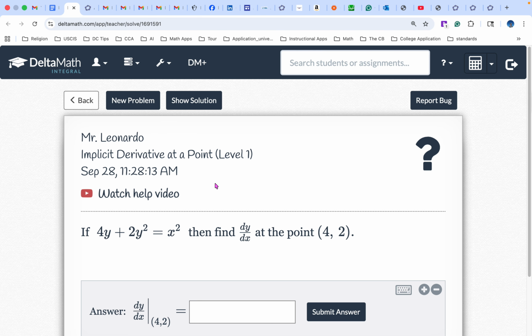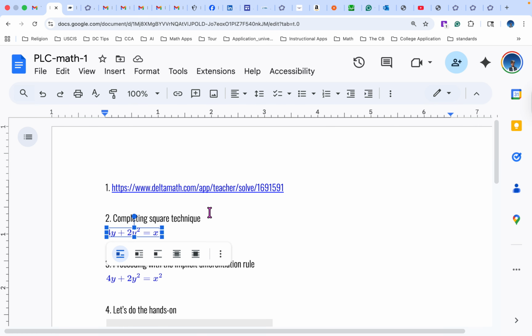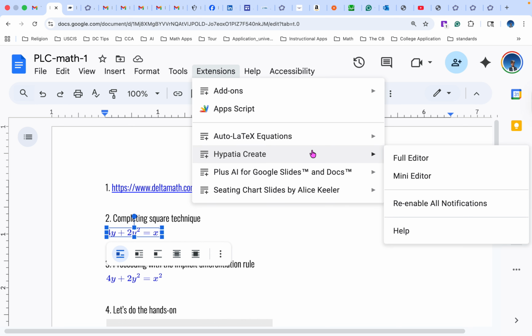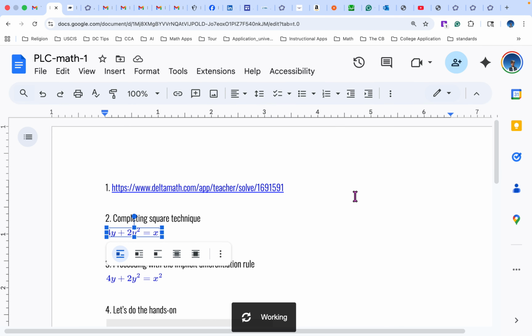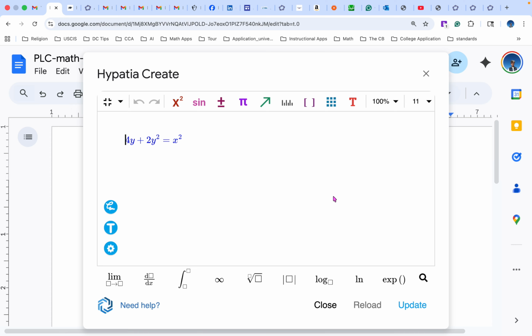Implicit derivative at a point. If 4y plus 2y squared equals x squared, then find dy/dx at the point (4, 2). Okay? At first glance, this doesn't really look like a conic, does it? That's precisely why we need the completing the square strategy.